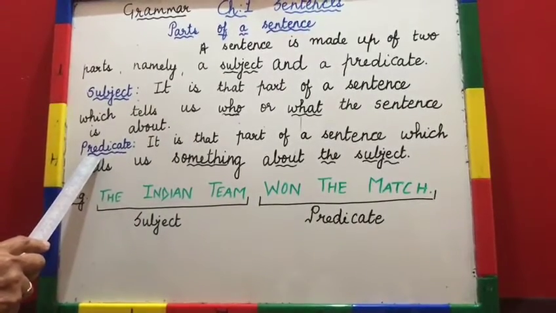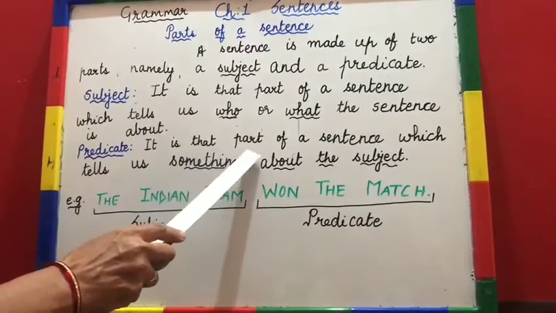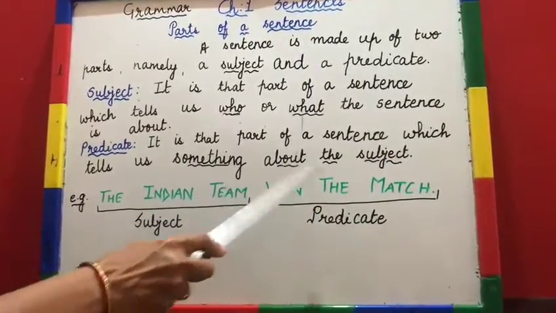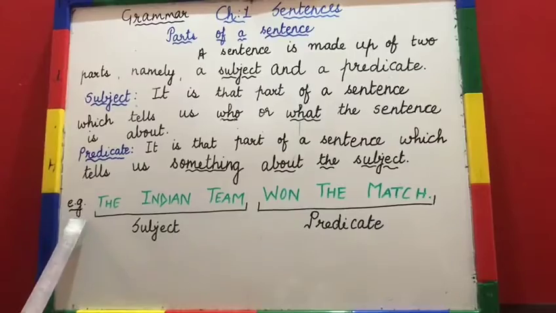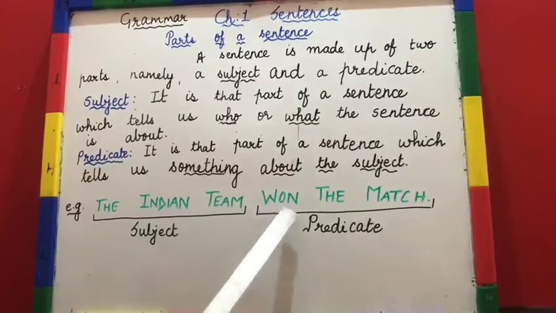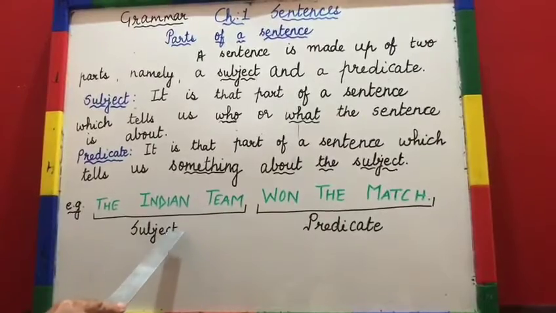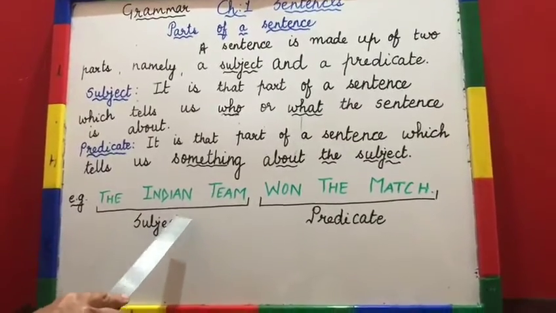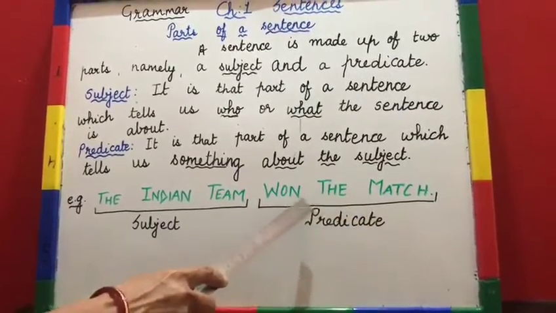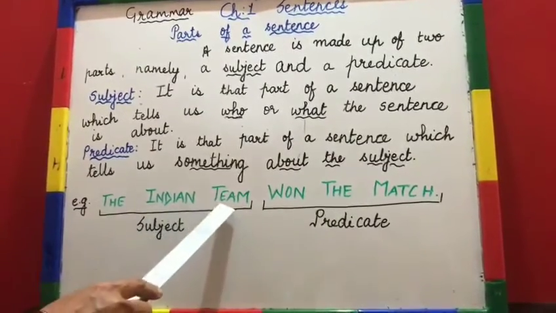The next part of the sentence is the predicate. It is that part of a sentence which tells us something about the subject. Now let us understand it with the help of an example. The Indian team won the match. In this, the Indian team is the subject, which tells us who the sentence is about, and won the match is the predicate, which tells us something about the subject, the Indian team.